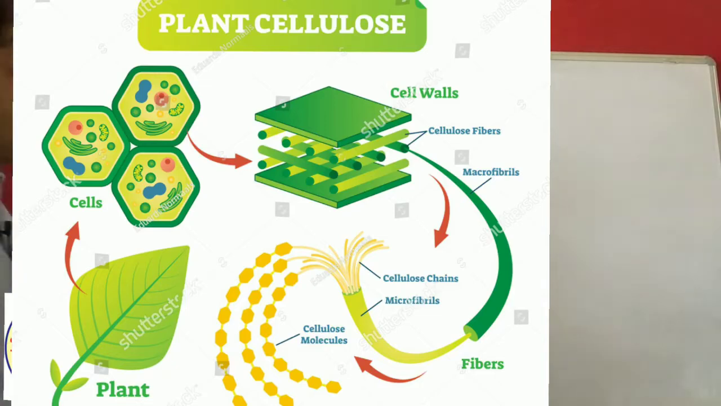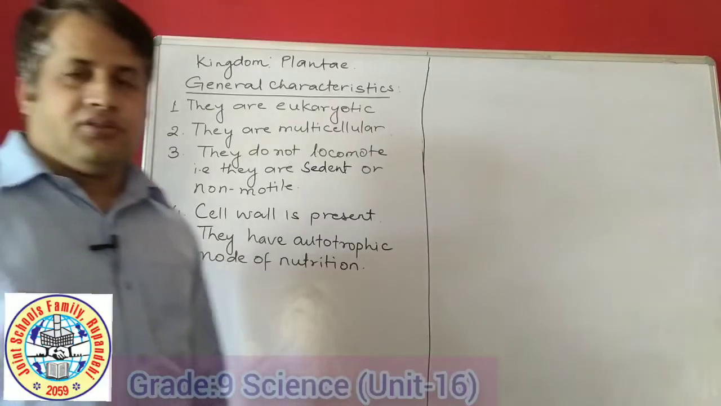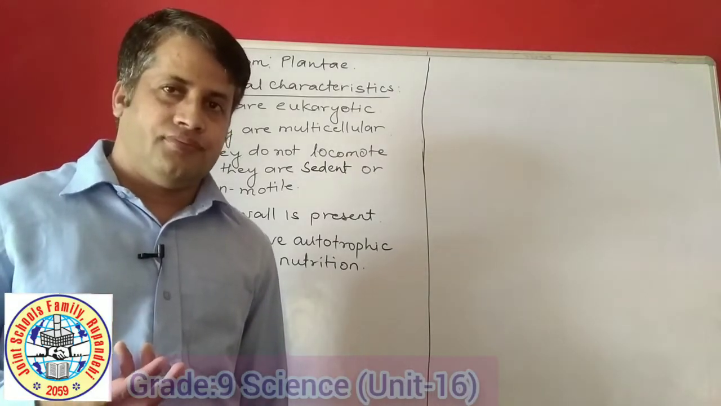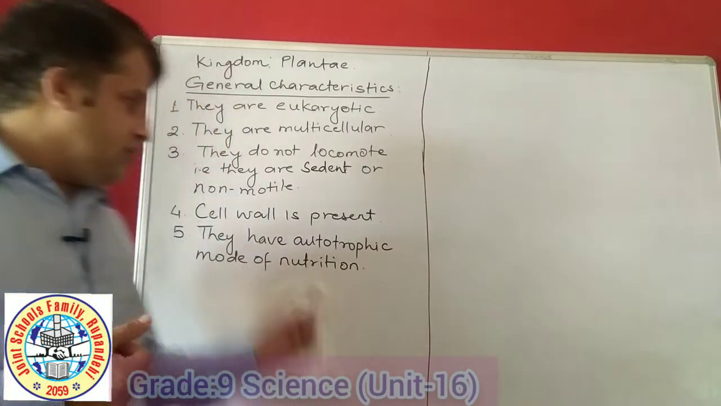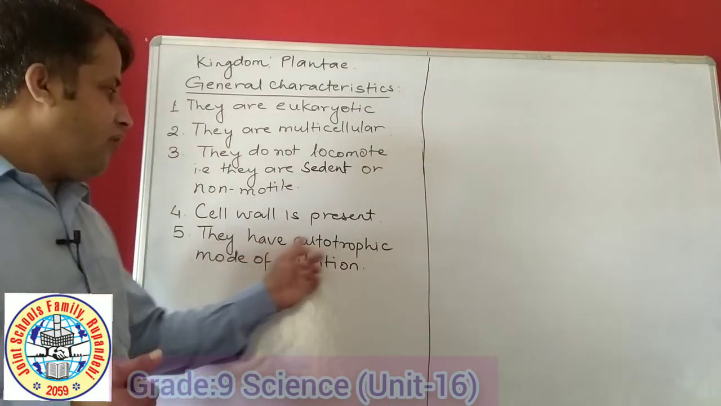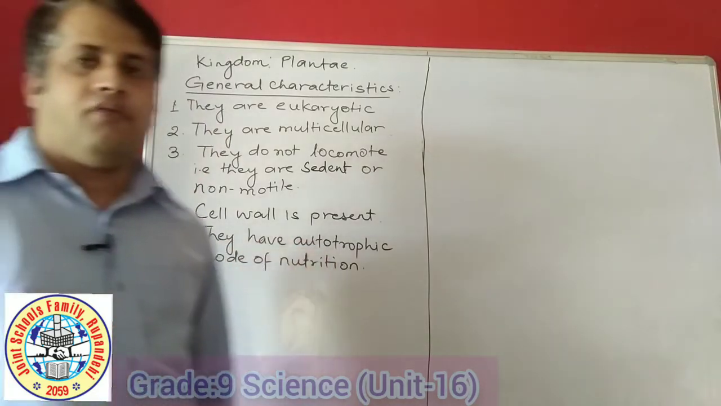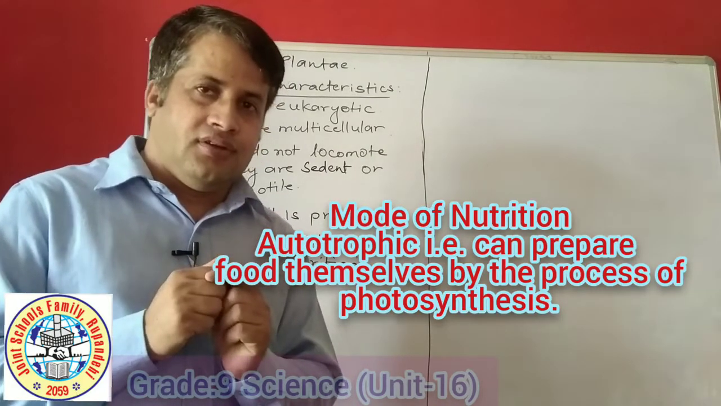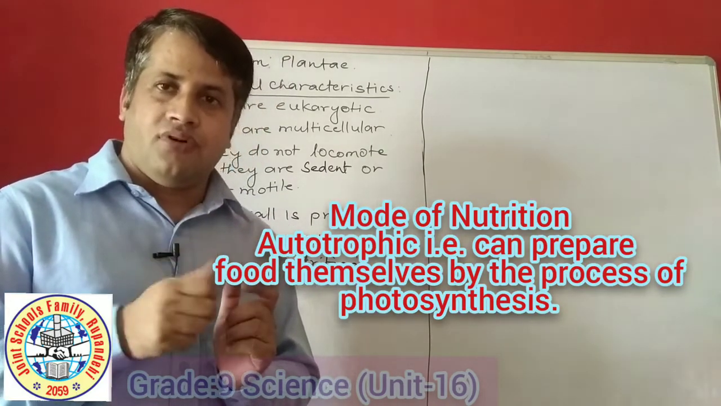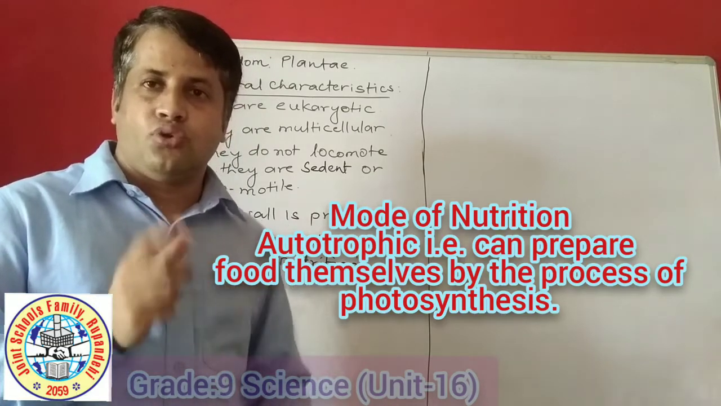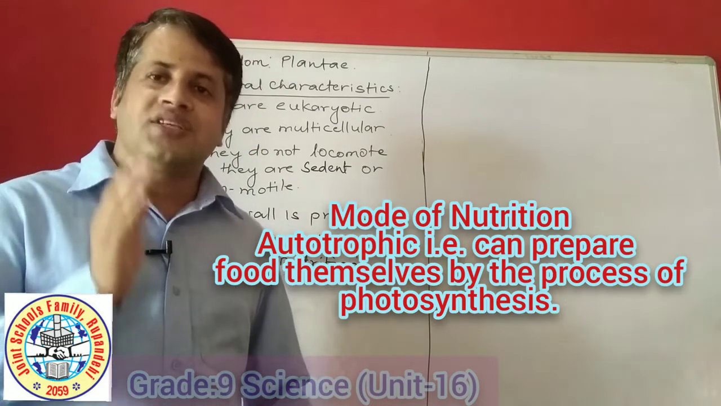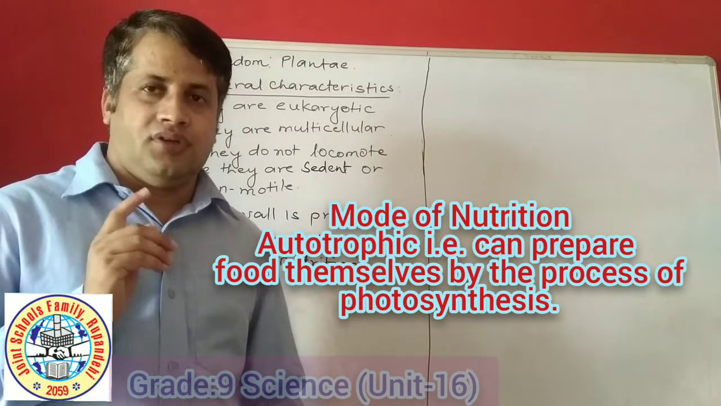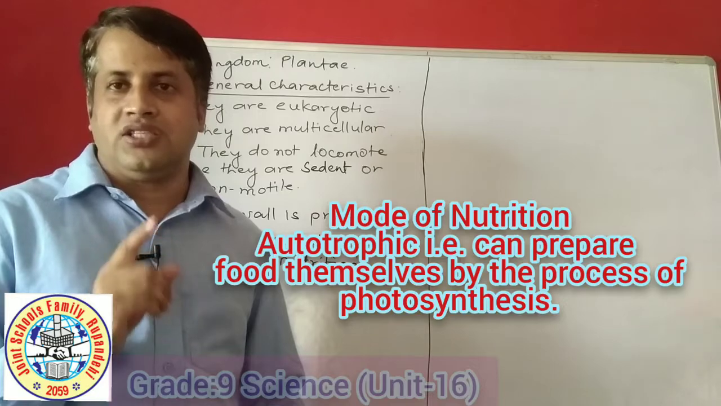Now, if we talk about the mode of nutrition, how they get nutrition to survive, they have an autotrophic mode of nutrition. Auto means self, trophic means nourishment. So those organisms which can prepare their food themselves are known as autotrophic organisms.